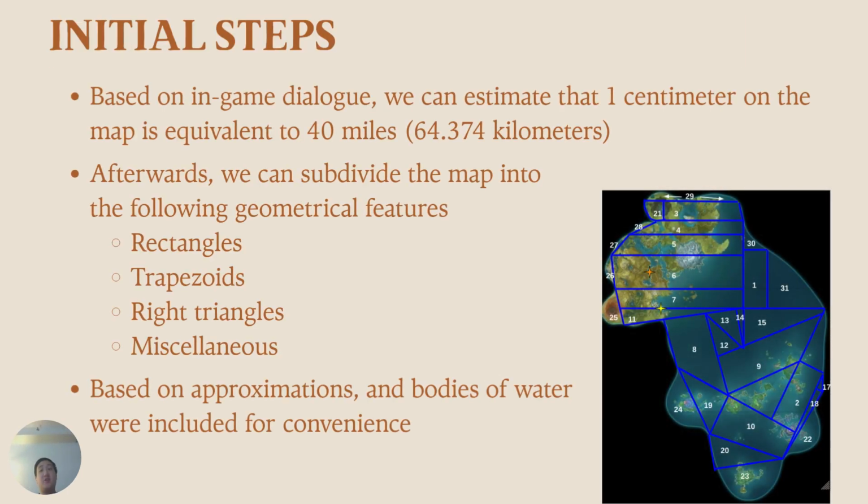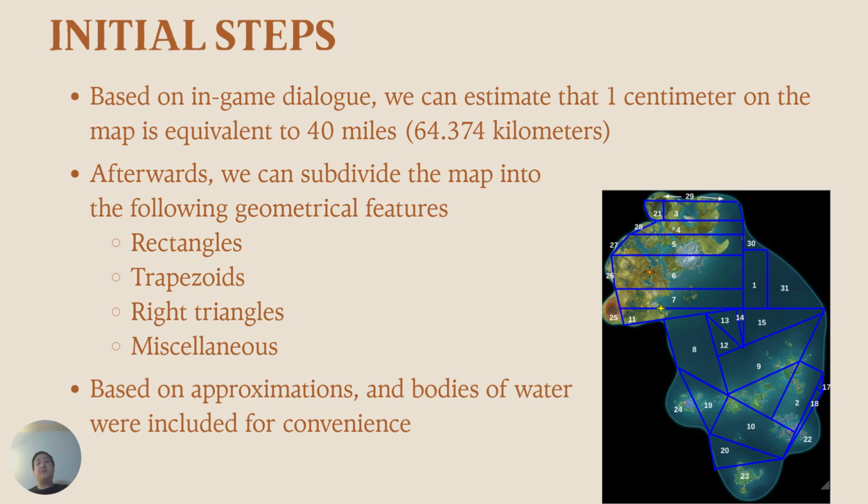And so, how did I go about this? There is some in game dialogue that mentions that between point A and point B on this map, as indicated by the stars you can see in the image, the distance between these points is a certain amount. I used that to estimate that about 1 centimeter on this map would be equivalent to 40 miles in real life, or about 64 kilometers.